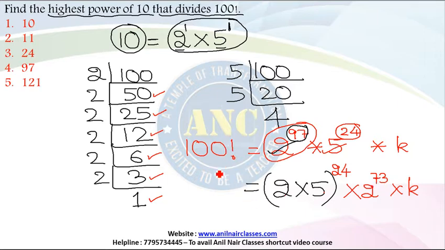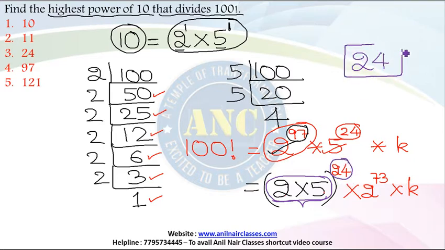That means the highest power of 10 is what they are asking you in the question. 10 is 2 into 5. This is nothing but my 10. What is the highest power of 10? Highest power of 10 is nothing but 24 in this question. Answer for this question is option 3, which is 24. I believe it is very, very clear.